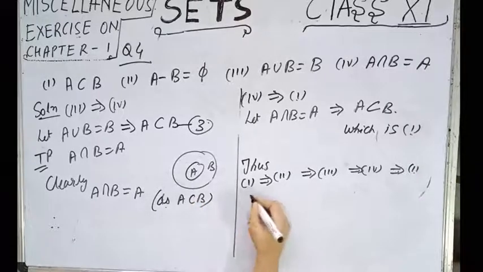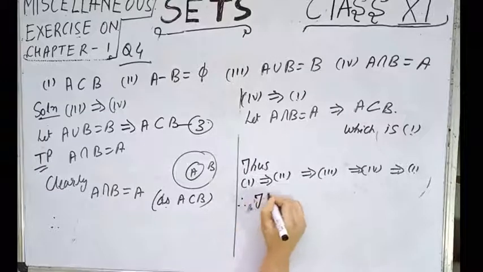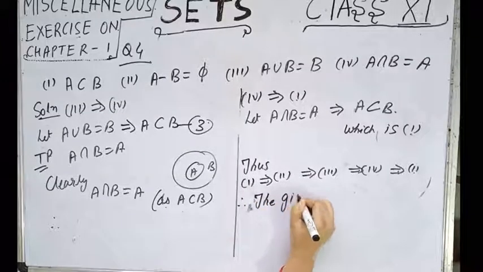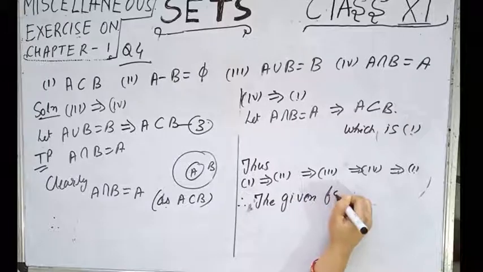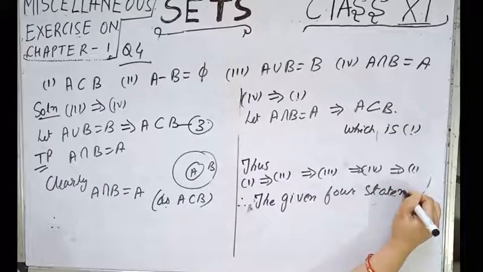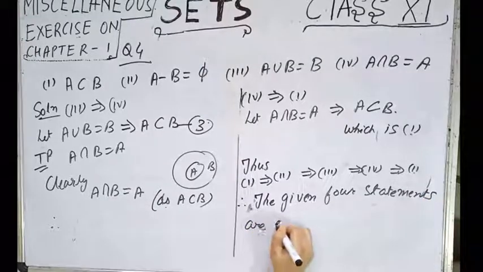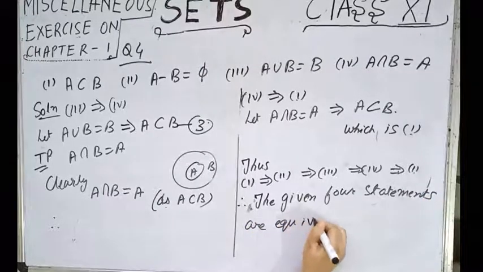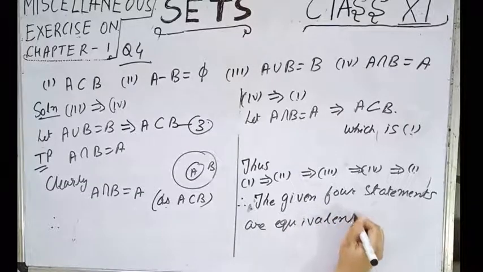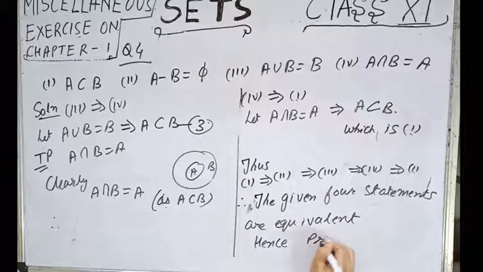So we have got, therefore, the given 4 statements are equivalent and hence proved. Let us move to question number 5 now.